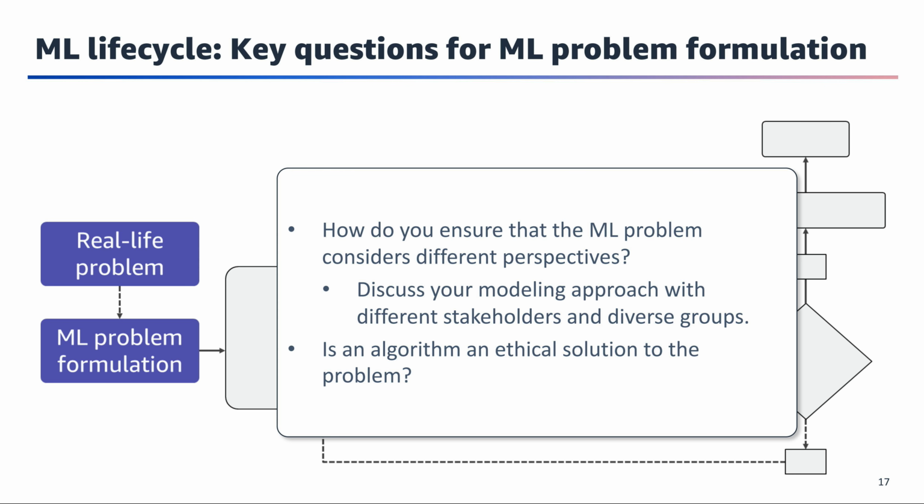To ensure that you consider different perspectives, discuss your modeling approach with different stakeholders and diverse groups. Examples of diverse groups include the following: fairness experts, privacy experts. Legal examples of diverse identities include the following: gender, sexual orientation, race, nationality, religion.